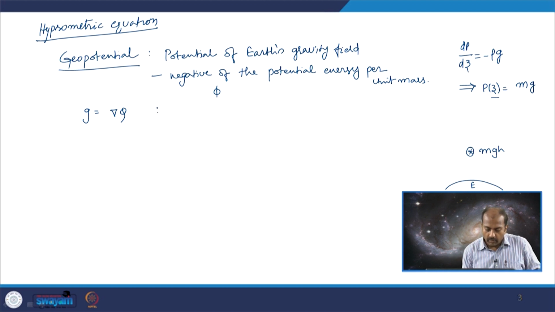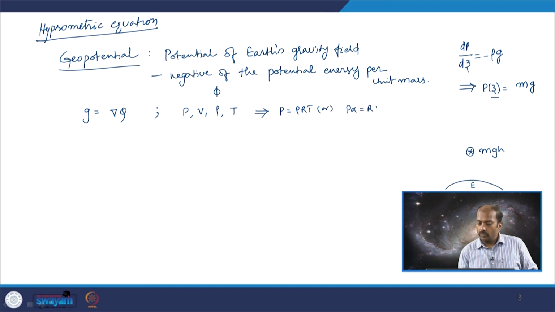Any given thermodynamical system can always be represented in terms of its pressure, volume, density, and temperature. So you can combine these four variables and write that P is equal to rho RT, or simply P alpha is equal to RT. We already defined alpha as 1 by rho, that is volume per unit mass, which is also called the specific volume. Volume per unit mass is called the specific volume, right?